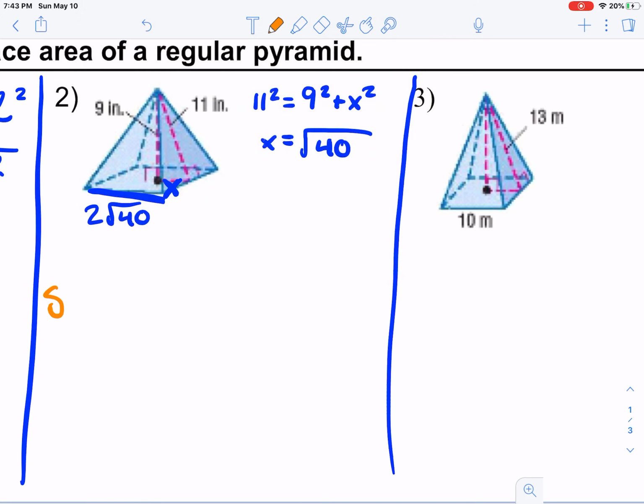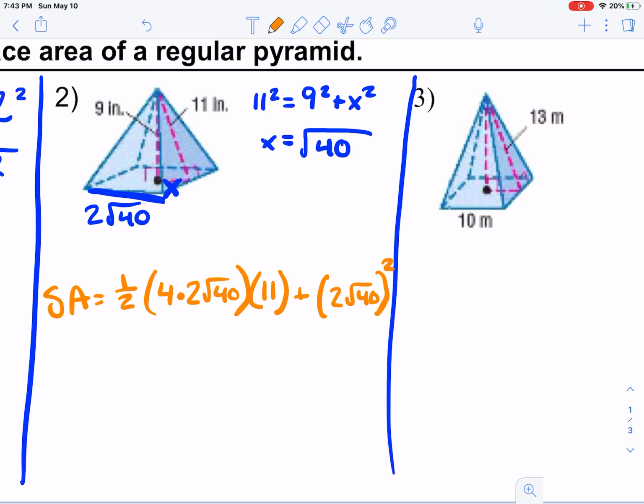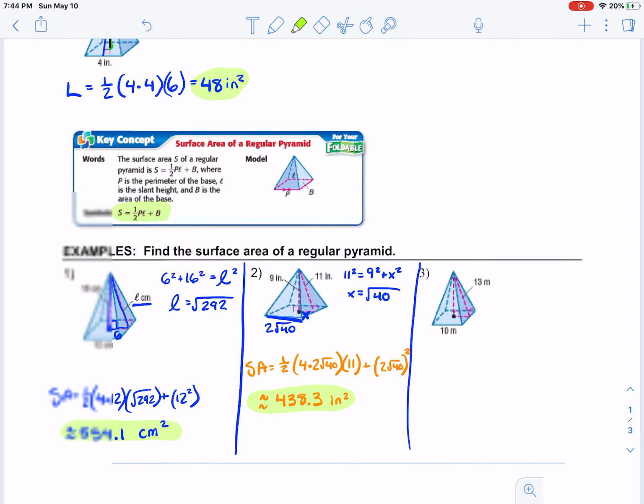I'll do that here in orange. Start with your 1/2 times your perimeter of your base. So we have 4 sides to our square, so 4 times that 2 root 40 we found. We're going to multiply that by our slant height, which is 11. And then we're going to add the area of our base. So we're going to take that 2 root 40, and I'm just going to square it, okay? And again, once we enter all of that in our calculator and simplify it, we are going to get just about 438.3 inches squared.